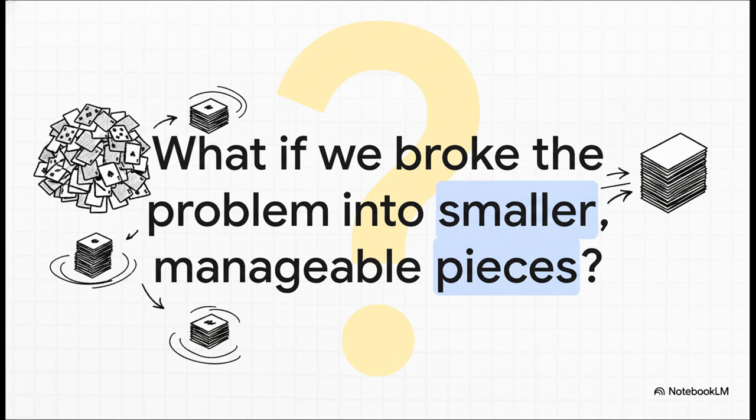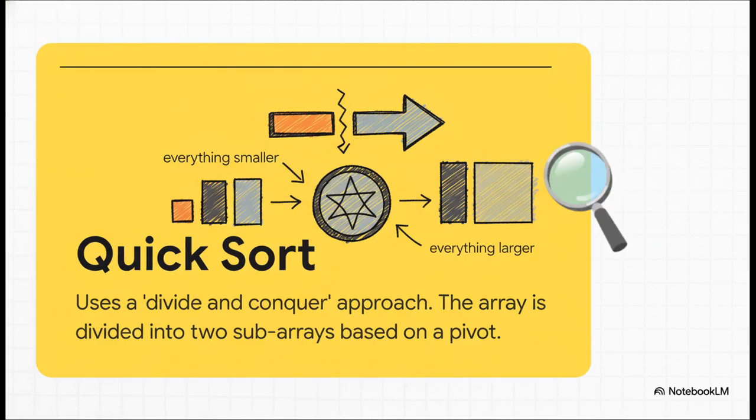The answer is a huge, definite yes. This leads us to quicksort, and its genius is all about one thing: the pivot. All you do is pick one element from the list, it could be any of them, and you call it your pivot. Then you just rearrange everything else so that all the smaller items are on its left and all the bigger items are on its right. And just like that, the pivot is already in its final, perfectly sorted position.